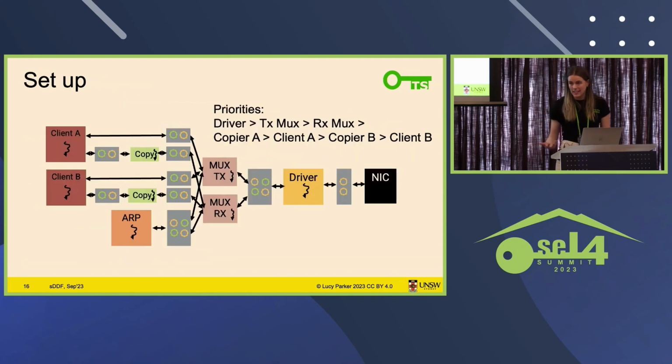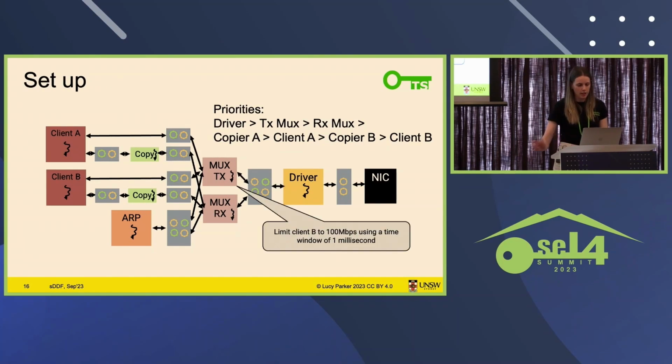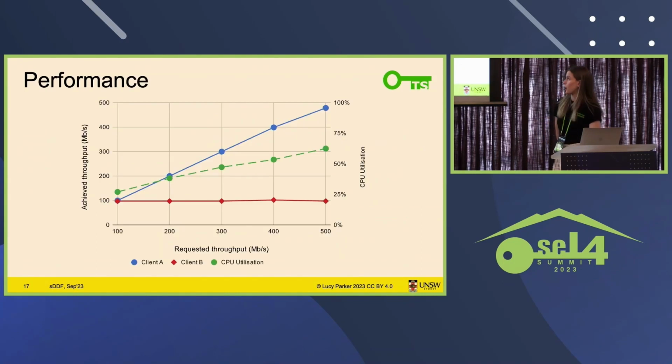This, of course, isn't strictly necessary, so just to show you that it works, I implemented a simple bandwidth limited policy in the multiplexer, which limited client B for this example to just 100 megabits per second using a time window of 1 millisecond. So if client B makes a request that would mean it exceeds this limit, the multiplexer waits for a timeout from the timer driver before servicing these requests. And this works quite well. So client A achieves its requested load. Client B, as expected, is stuck at 100 megabits per second. CPU load is even lower.